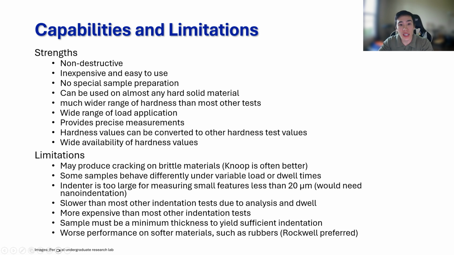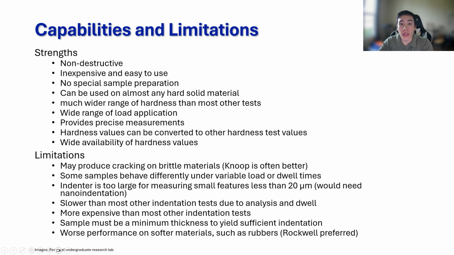Although such a versatile test, there are still situations where other tests may be preferred or may be insufficient in providing the desired data. The square tip may produce cracking on brittle materials, even going as far as complete fracture. Knoop hardness is often used to alleviate this potential issue by utilizing an elongated diamond tip. Some samples behave differently under different loads or dwell times, which may make the data unintuitive or add difficulty to material selection for various applications.